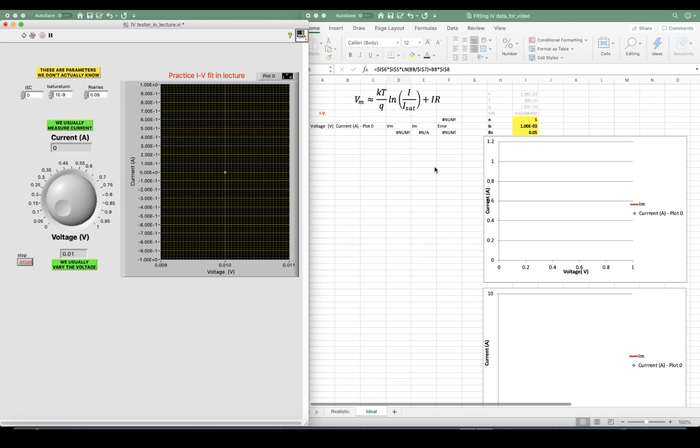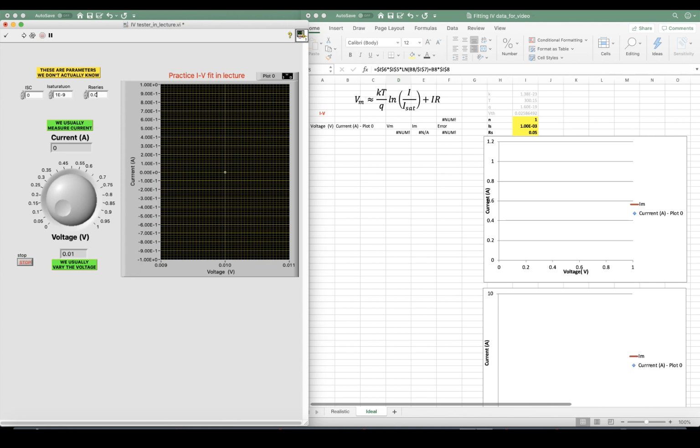Let's do a little demo of data fitting for diode IV. Let's suppose that you are measuring your current. We're going to know what the parameters are here, and this is a LabVIEW IV that you may get access to if you want to practice yourself.